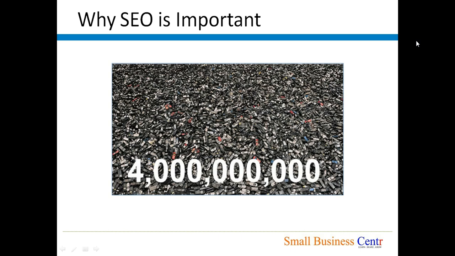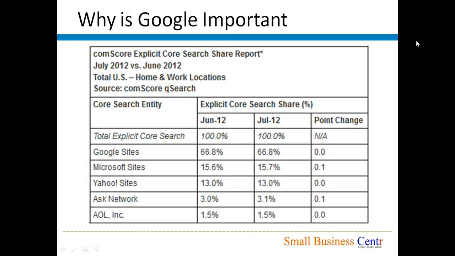That's a lot of searches that are happening on a daily basis, and some of those 4.6 billion searches may also be searching for services, for products, for businesses like yourself. And if your website is not optimized for search engines, then you may be missing out on some of that business. Now, Google itself is the 800-pound gorilla in the market.